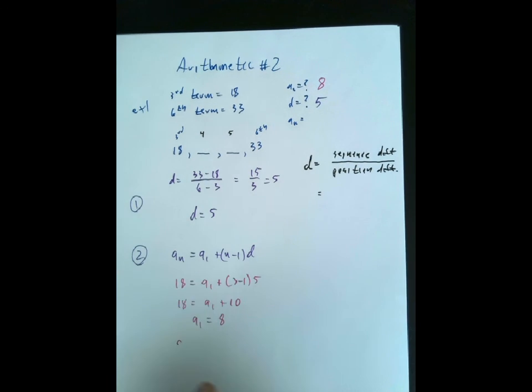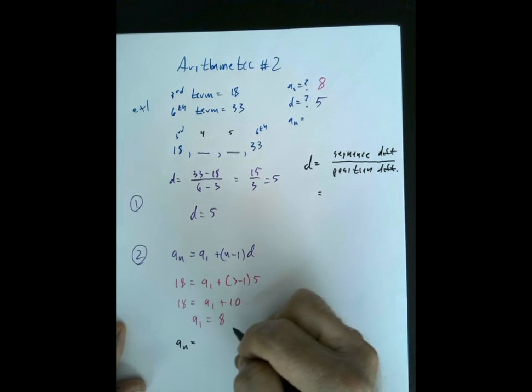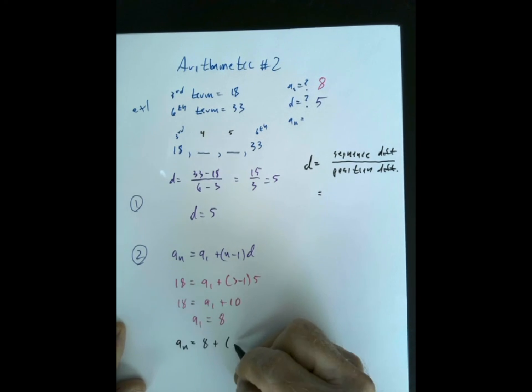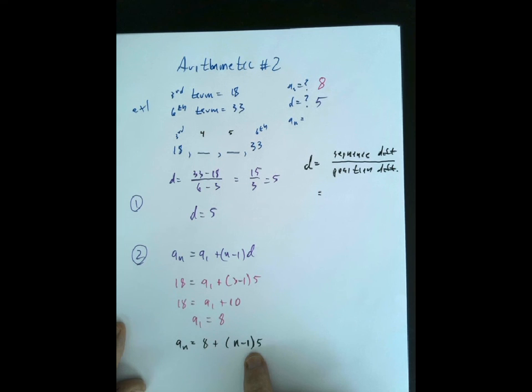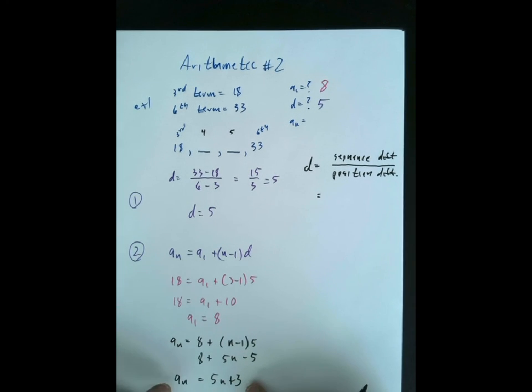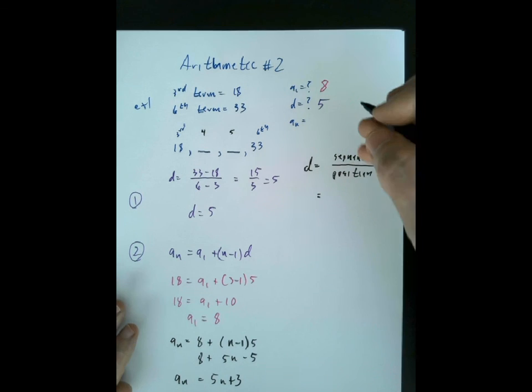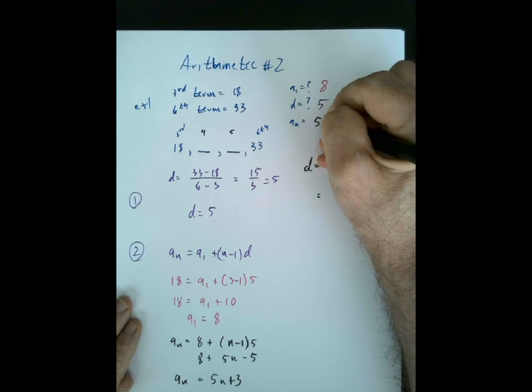A sub n is equal to 8 plus n minus 1 times 5. Now that's the formula right there, but we're going to simplify it by multiplying the 5 by n minus 1 to get rid of the parentheses. It's 5n minus 5. Combine the 8 minus 5 is 3. So here's our general formula, 5n plus 3. And if we do this right, we'll always come up with a linear style equation here at the end. So that means a sub n is 5n plus 3.